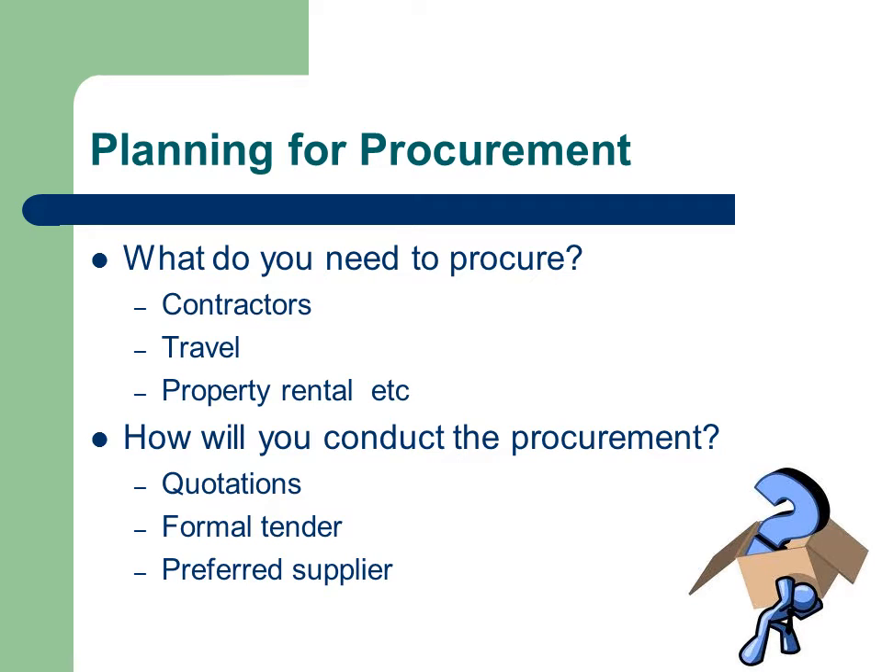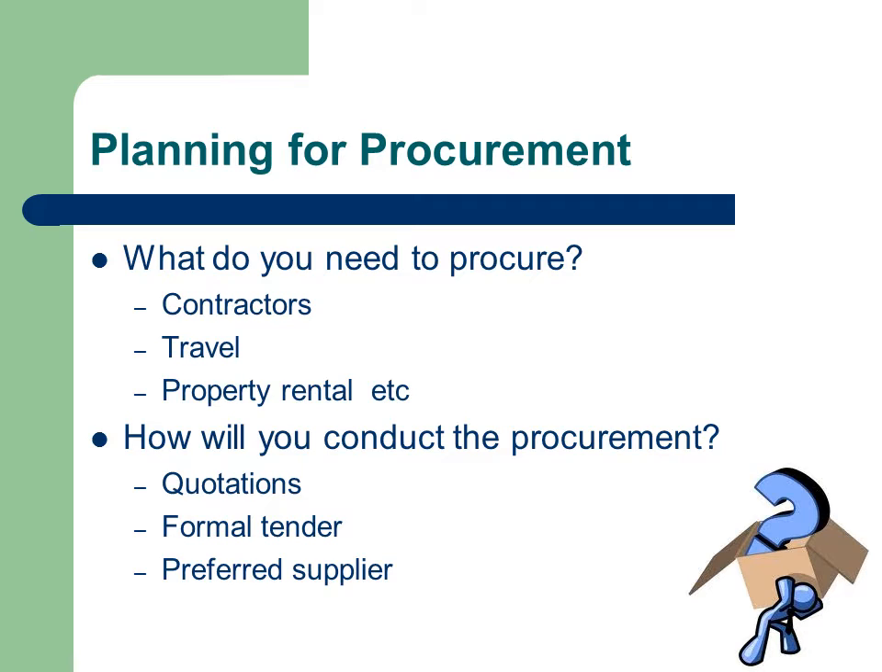As with every other project activity, procurement must be planned. At the beginning of the project, we need to decide exactly what we want to procure. It could be contractors, travel arrangements, or property rental. Every organisation has strict rules about how procurement should be undertaken. This is normally documented in a purchasing manual. The method of procurement will be set out in this manual according to what goods or services are being sought and also the amount of money being spent on those goods or services.